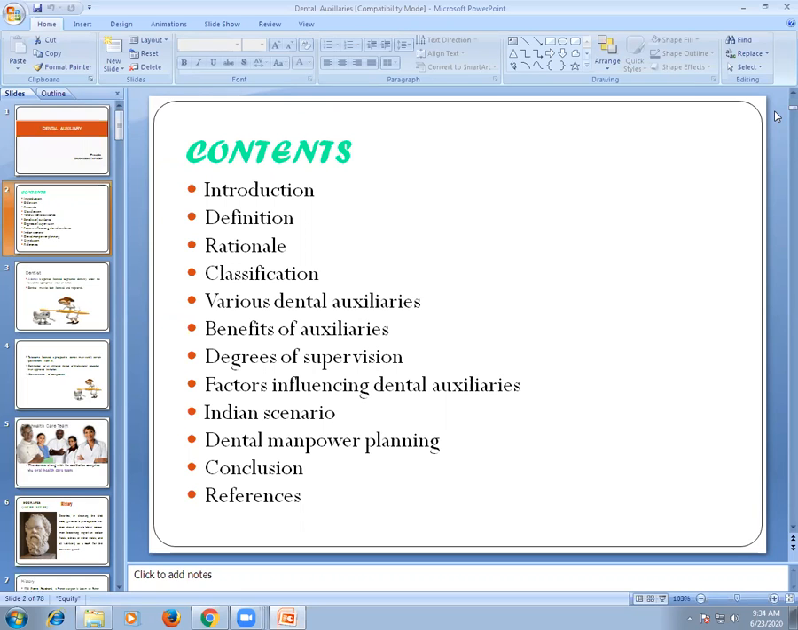In dental auxiliary, the contents are introduction, definition, classification, various dental auxiliaries, benefits of auxiliaries, degrees of supervision, factors influencing dental auxiliary, Indian scenario, dental manpower planning, and conclusion.